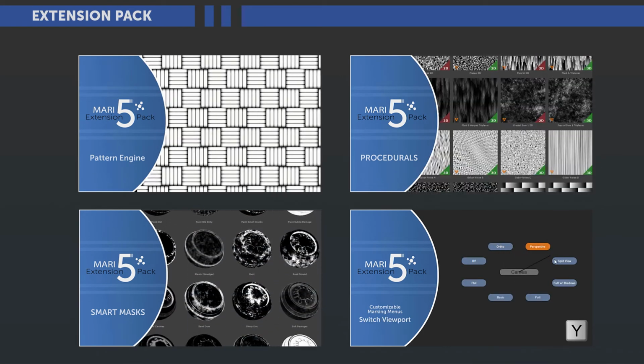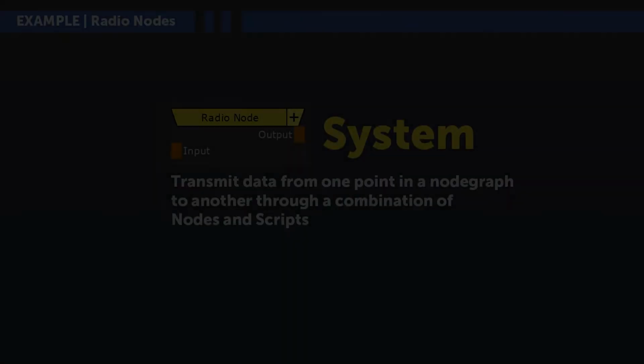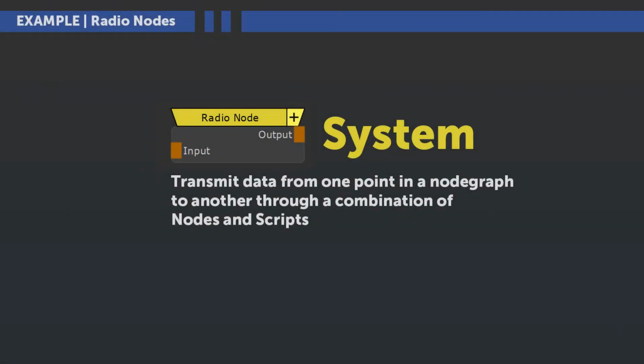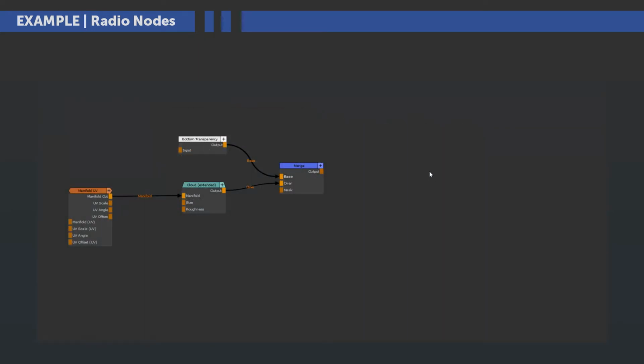One of the examples of this is probably the most used feature of Maari Extension Pack, and it's called the radio node system. So radio nodes are basically a combination of Python tools and OpenGL nodes, and they allow the artist to send data from one point in the node graph to another without having an annoying connection line cross all the way through their graph.